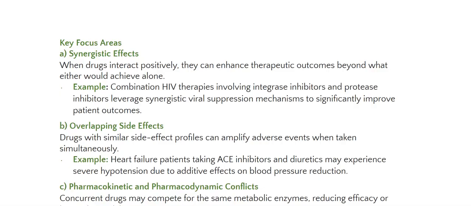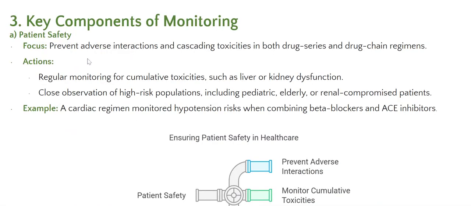Concurrent drugs may compete for the same metabolic enzymes, reducing efficacy or increasing toxicity. As for example, a cancer regimen combining two chemotherapeutic agents revealed that one drug inhibited the metabolism of the other, leading to toxic plasma concentrations.